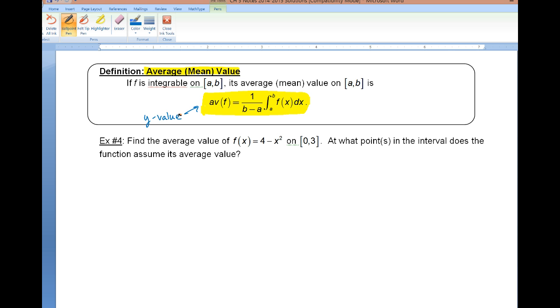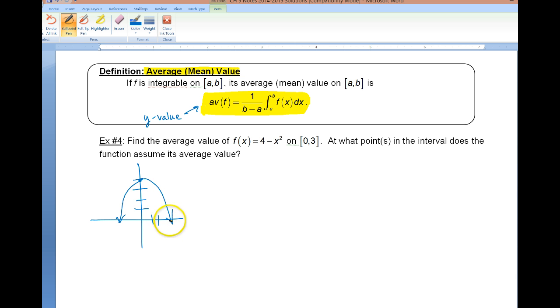So let's take a parabola, for example, 4 minus x squared. What's 4 minus x squared look like? It looks like this. Okay? So let's say from 0 to 3.